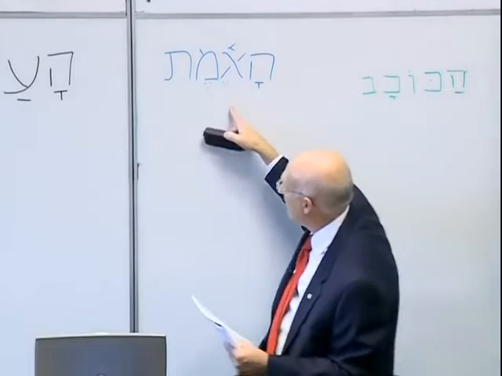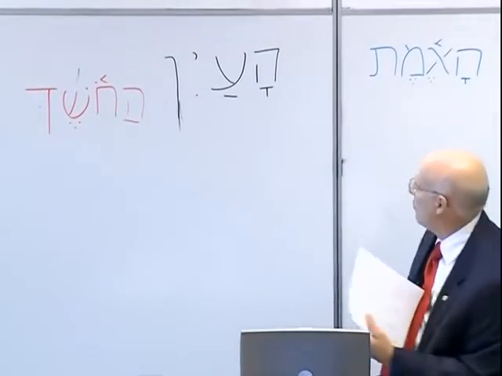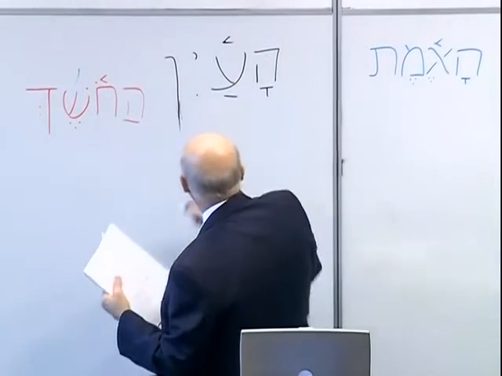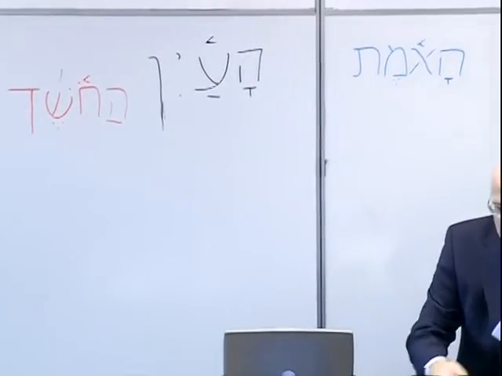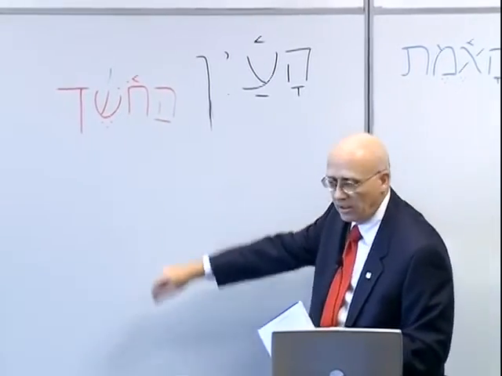Okay, so it's ha-emet. And then we have ayin. And remember that this is accented on the first syllable here. Okay, so ha-ayin and ha-choshek. Okay, any questions there?